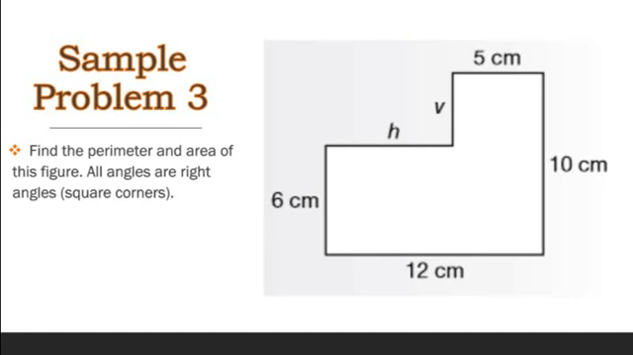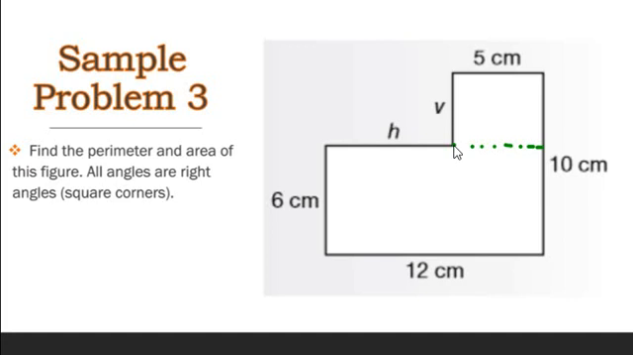Example 3, find the perimeter and area of this figure. All angles are right angles, so the square corners. So what I would do first here is cut these into 2 smaller pieces, so then I can find out what is the perimeter of the whole shape.